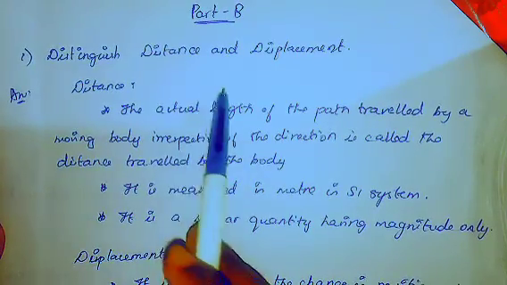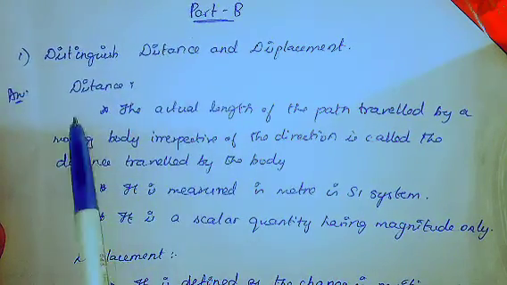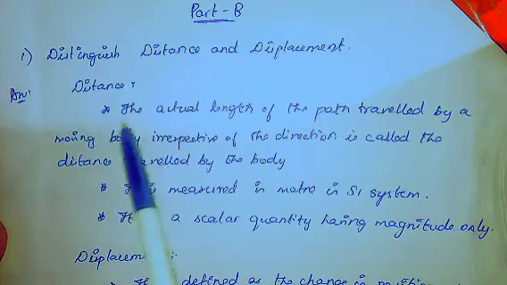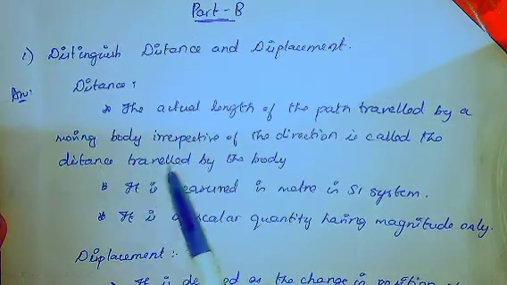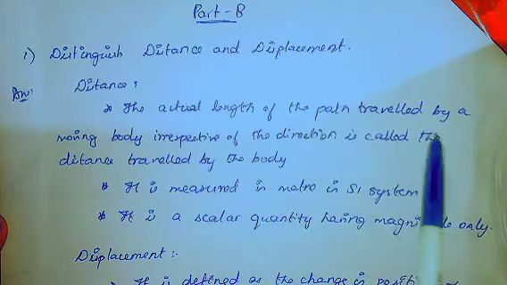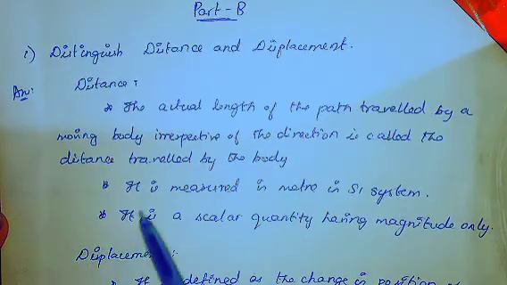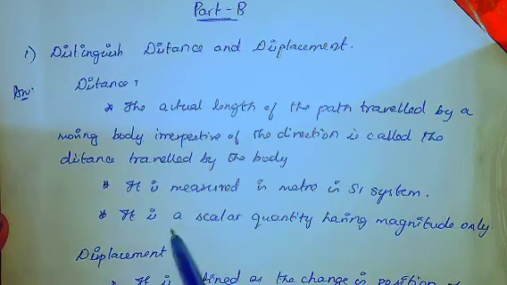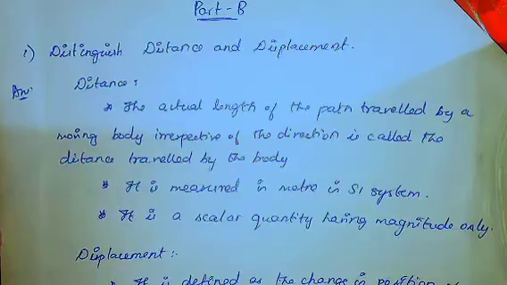Then Part B. Distinguish distance and displacement. Answer: first, distance. The actual length of the path travelled by a moving body irrespective of the direction is called distance. It is measured in meter in SI unit. It is a scalar quantity having magnitude only.